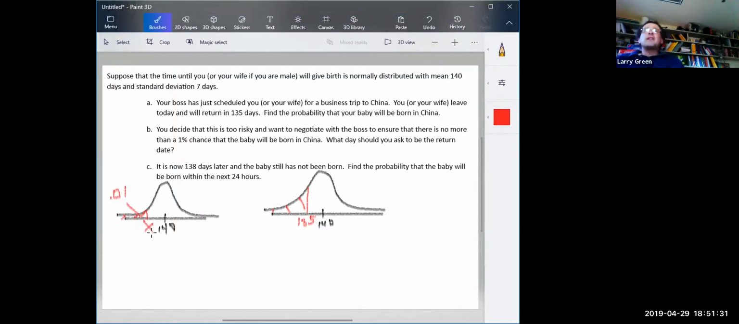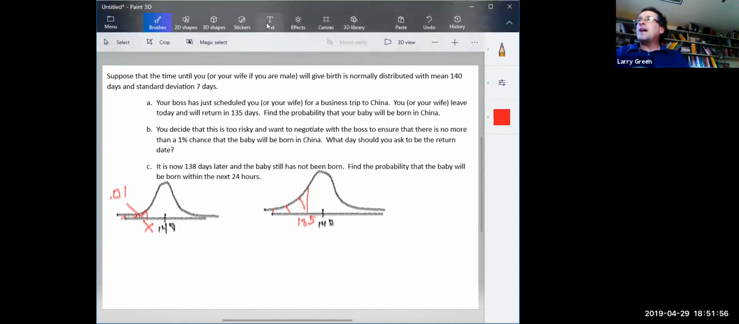What does this look like? What function of the calculator does this look like? We've done something like it already today. See if you can tell me, type in the chat, say it, whatever. Yeah, this is the inverse norm, or inv norm. So now we're going to use the inv norm feature on the calculator to find the x.